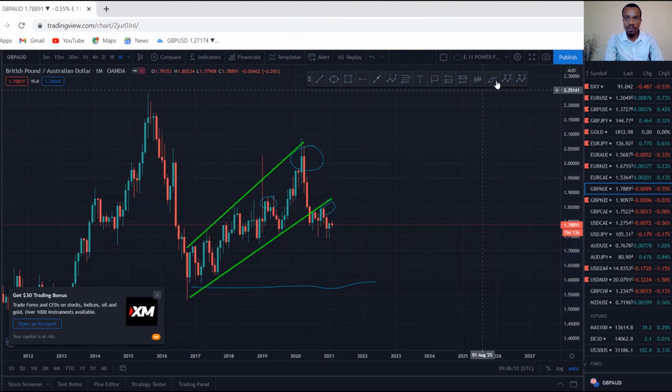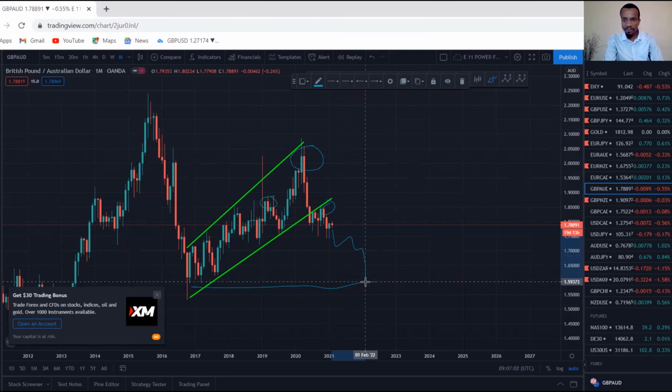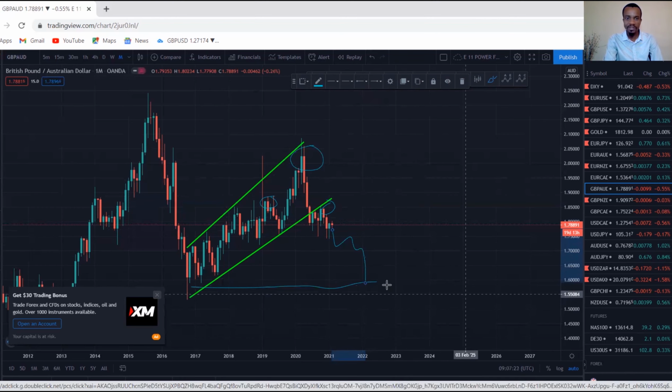What we're anticipating with this head and shoulder is that price will be pushing to the downside, continuing like that until this level at 1.58500 areas, or 1.57500 areas, around this area. That's where we're anticipating that price will reach. If price comes around this area, then there may be a retracement, but that's our target.